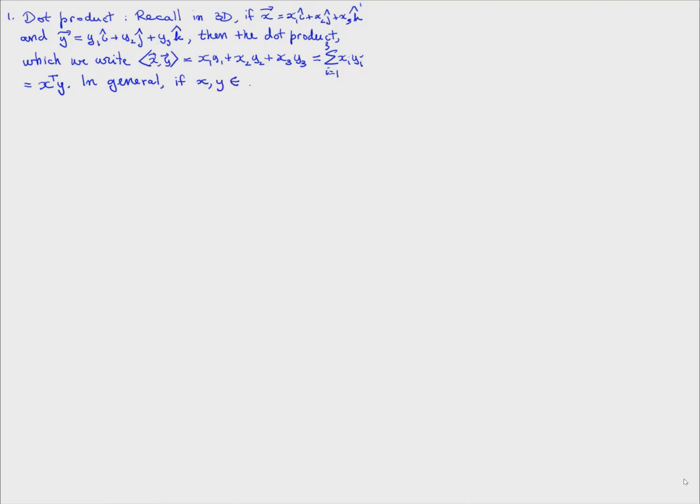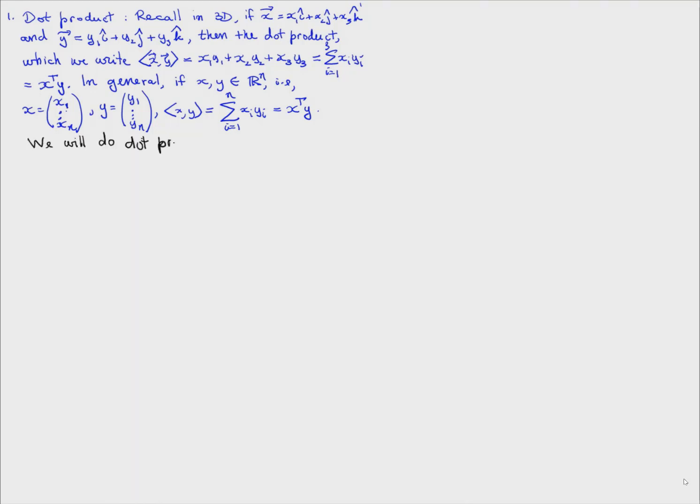In general, if x and y are n-dimensional vectors, so that they have n components each, then we can define the dot product by analogy. The dot product of x and y is the sum i equals 1 to n of xi yi, which we can again write as x transpose y. We're interested in the dot product because we will do dot products of external load and displacement, P transpose U, or member force and change in length, F transpose delta.